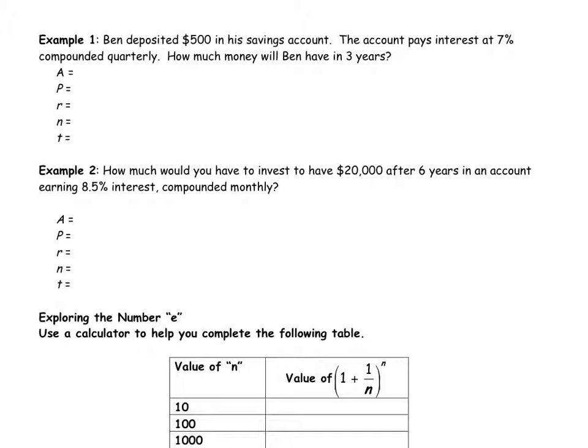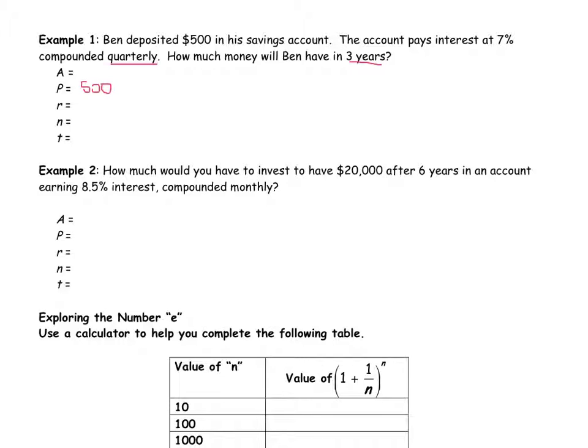So let's look at a couple of practice problems. In example 1, Ben deposited $500 in his savings account. The account pays interest at 7% compounded quarterly. So I'm going to underline that. How much money will Ben have in 3 years? So let's start to label what the variables are in our equation. So A is going to be the after amount, which I don't know yet. P is the original amount, which is $500.